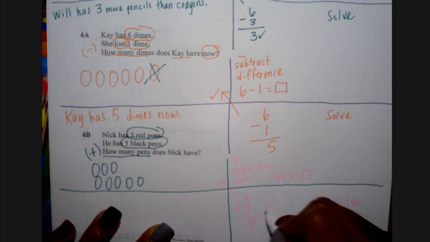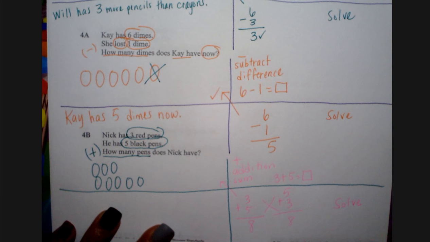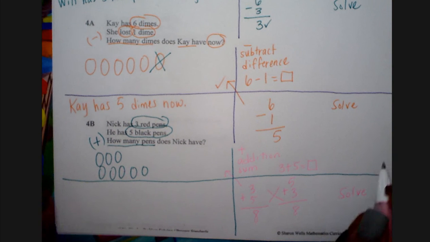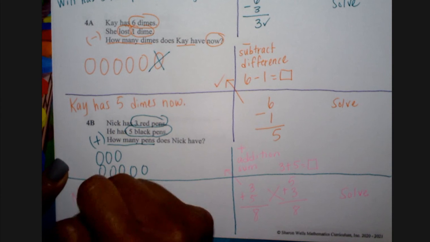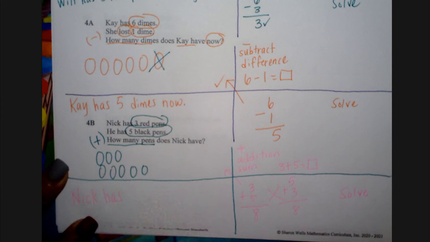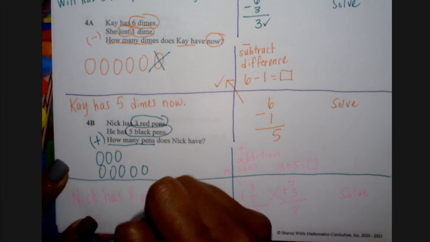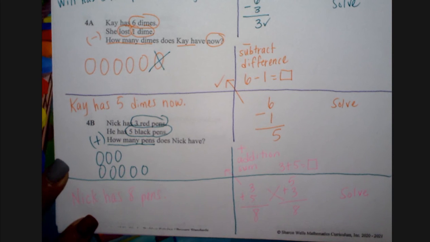Again, in addition, we get the inverse. So there we are. Reiterate the question. How many pens does Nick have? Nick has 8 pens. And then we are done.